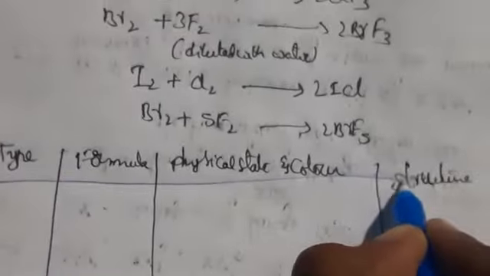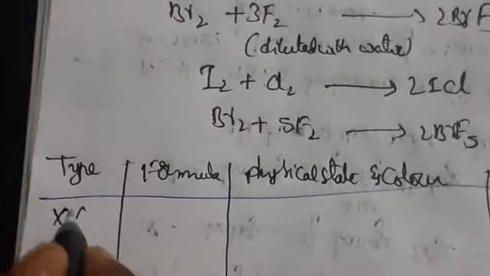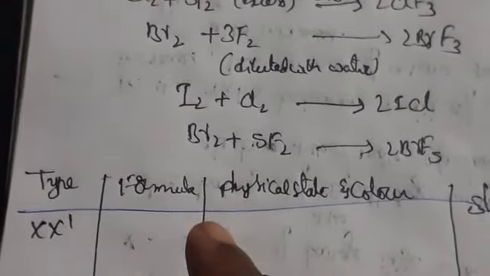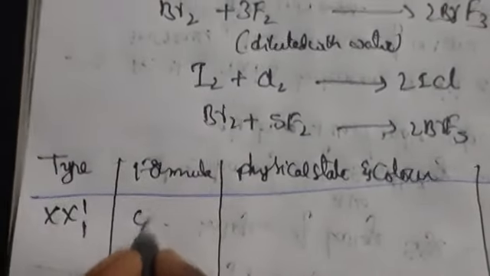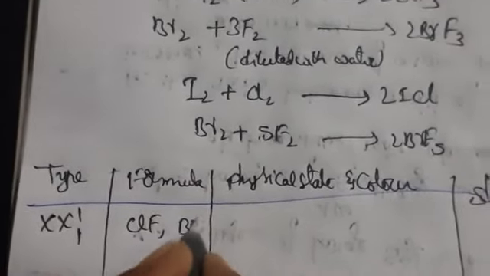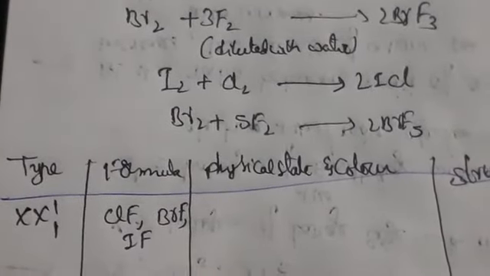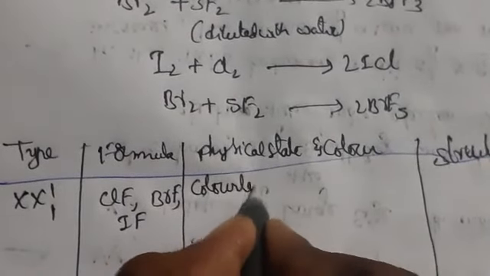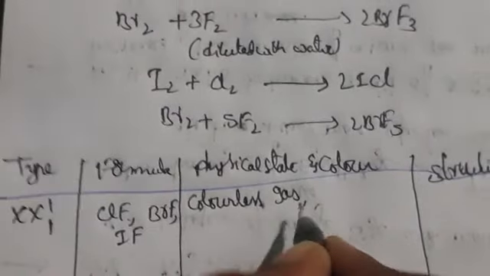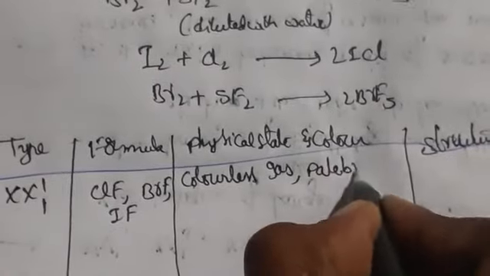Okay, so now let us discuss some of the properties here. Let us take XX'. Here, for XX' 1, the formulas will be ClF, BrF and IF. These three are the compounds formed. Here, ClF will be a colorless gas. BrF will be a pale brown colored gas.